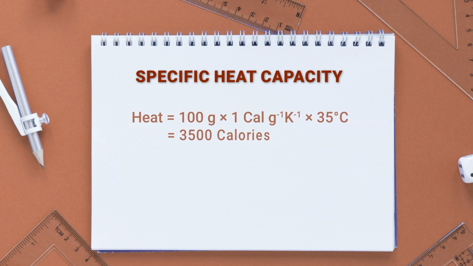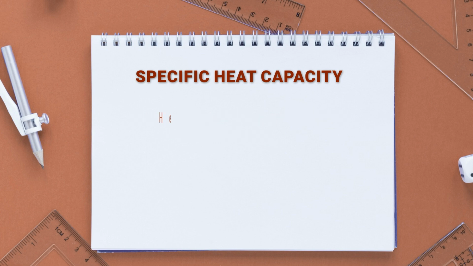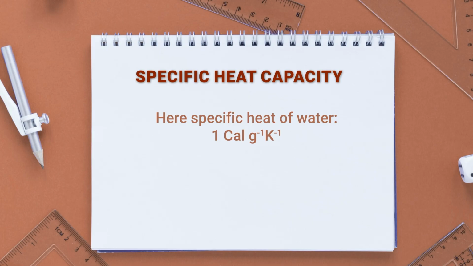Now let us take one example. I have 100 gram of water, and the specific heat of water is 1 calorie per gram per Kelvin. If I take 100 gram of water and want to raise the temperature from 0 degrees to 35 degrees, or 10 degrees to 45 degrees, or 20 degrees to 55 degrees, that means delta T is 35. Then I would require 3,500 calories. Here the specific heat capacity of water we have taken, as I told you, is 1 calorie per gram per Kelvin. So we would need 3,500 calories.